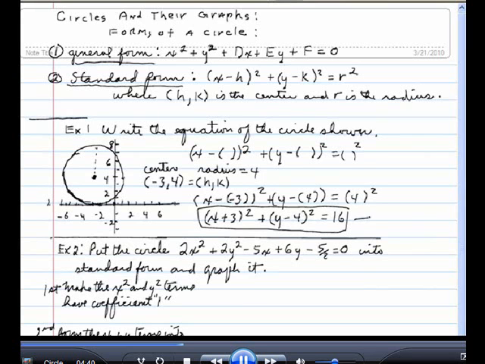By the way, we could have done that backwards. If I was given that as the original equation, then I could see that h was negative 3, k was 4, r squared was 16, so r would be 4. And so I could go from the final equation very easily to the graph. Plot (negative 3, 4), give it a radius r, and graph it up.